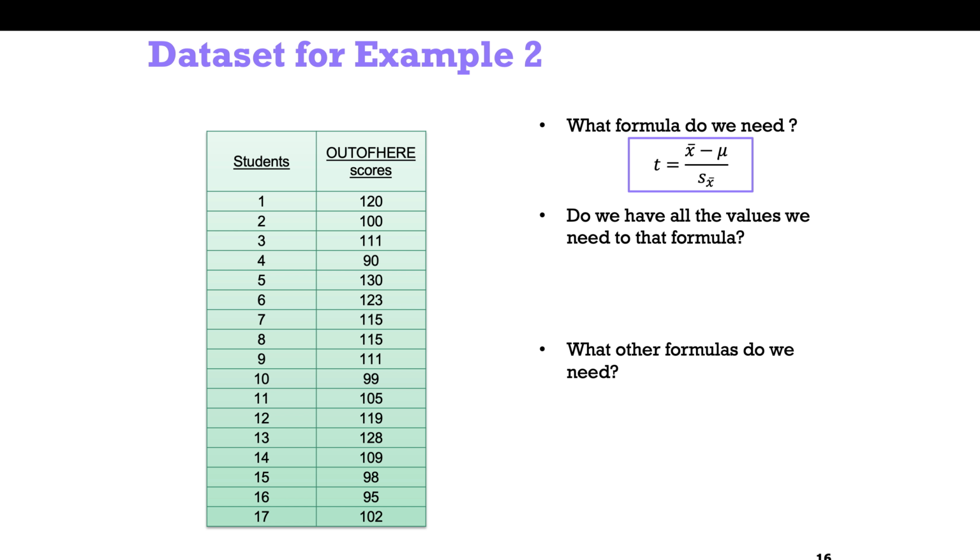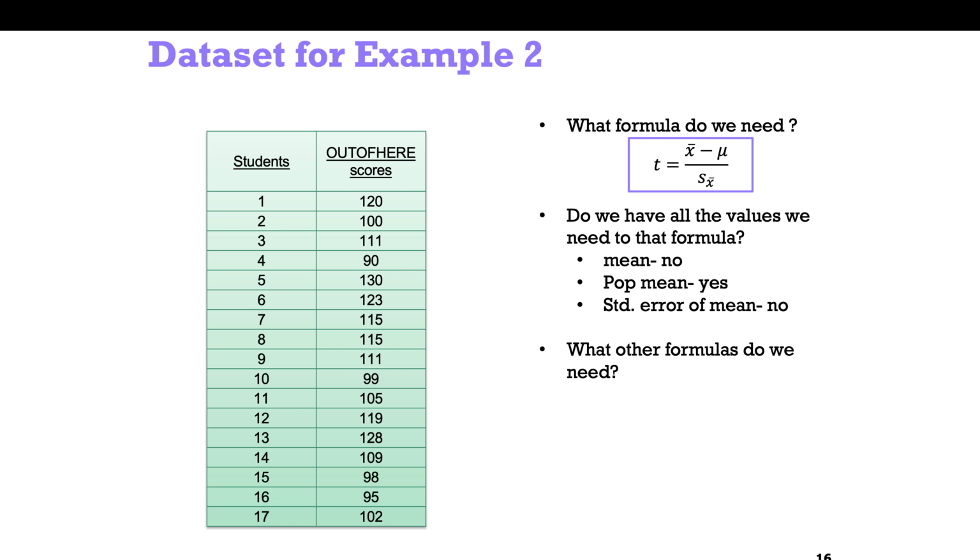So here's our data set. We have 17 different students, and here are each of their Out of Here scores. So what formula are we going to need? Obviously, we need our t formula because we do not have the population standard deviation. So do we have all the values we need for that formula?